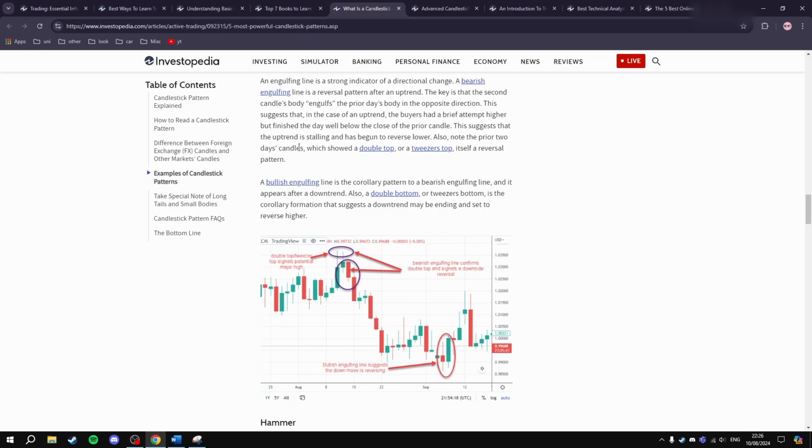And then bullish engulfing line is the opposite, so where the green eats the red one. Bullish engulfing line suggests the down move is reversing, so green eats the red, and then it looks like this one would eat this one as well, so this is the bearish engulfing line, which could signal the trend is about to go down.